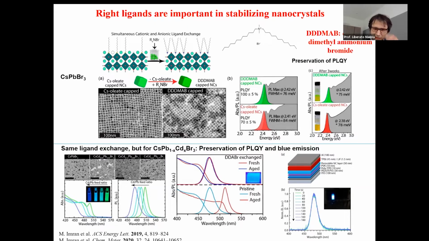And actually, it turns out that if you don't do the ligand exchange and you leave the cesium oleate ligands, the blue emitting nanocrystals actually lose their blue color over time because cadmium ions leak out of the crystals, probably due to surface halide vacancies. Whereas if you do a ligand exchange with the quaternary ammonium halide, this does not happen, and so the blue color of the nanocrystal remains, and also the electroluminescence from LEDs made with these ligand-coated nanocrystals remains stable over time.